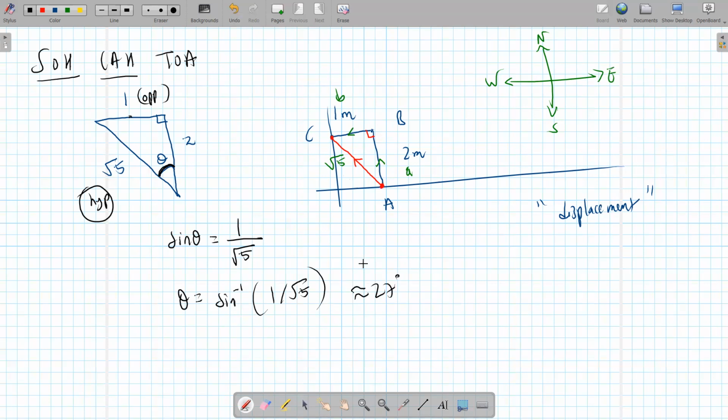Does all this make sense? It's basically SOHCAHTOA. It's an application of SOHCAHTOA. And so we know this angle is 27. Okay, now what if I asked you, what's the displacement from A to C? There's going to be two components to it. There's going to be one, the distance component, or not the distance, the magnitude component. And second, it's going to be the angle component, the direction.